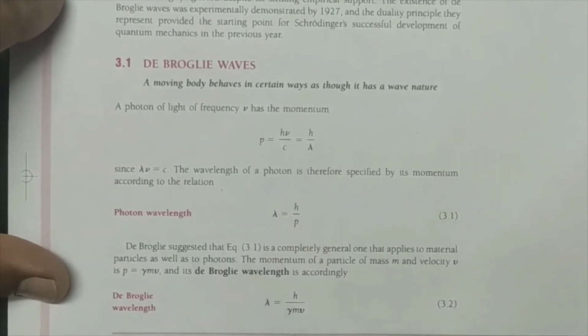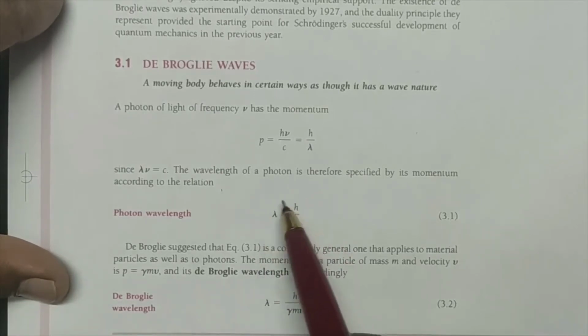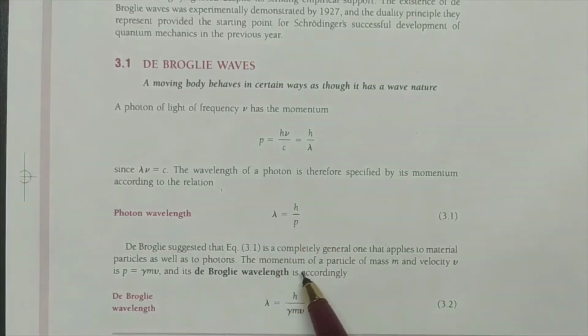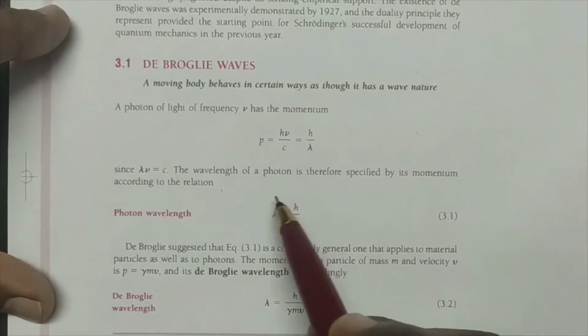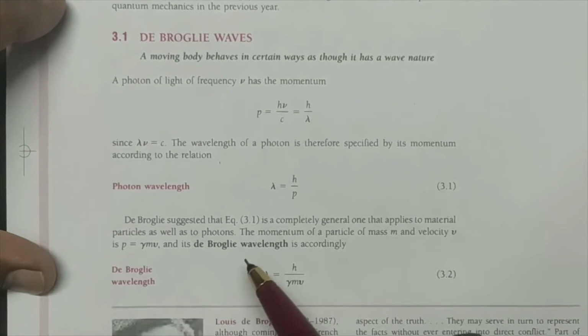De Broglie suggested that this equation is completely general. We can apply this lambda equal to h by p, a general equation, to any material particle, as well as the photon, which is a particle with no mass. When we say material, that means we are considering the mass. So de Broglie suggests that this equation is completely general and applies to material particles. So he just modified it.